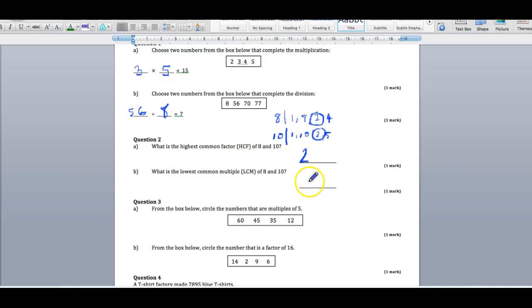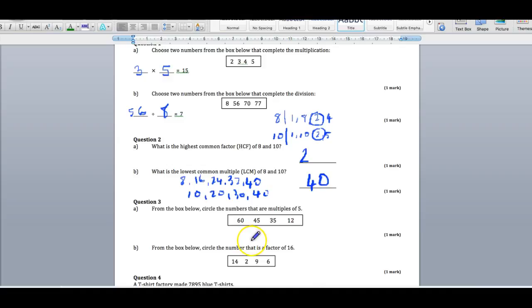What is the lowest common multiple of 8 and 10? So you can write the multiples if you like. So 8, 16, 24, 32, and 40. I'm going to stop at 40 because I know 40 is a multiple of 10. So 10, 20, 30, 40. Okay, I can stop there. So 40.